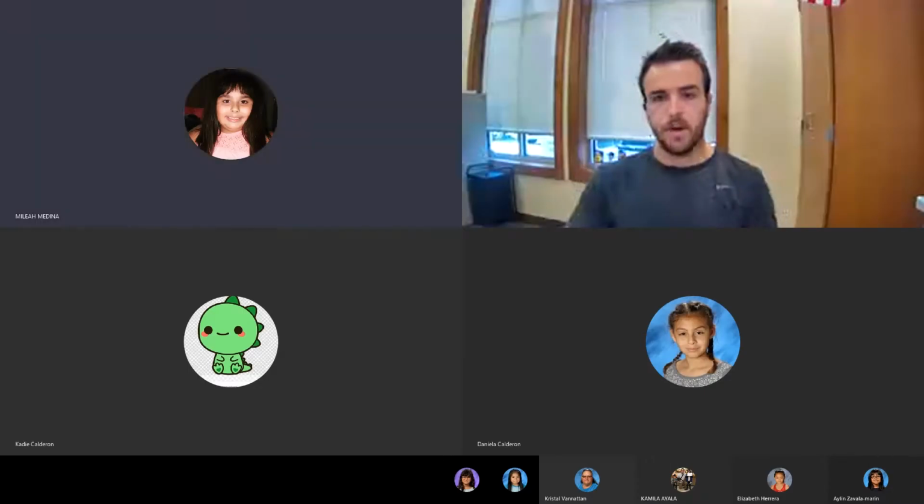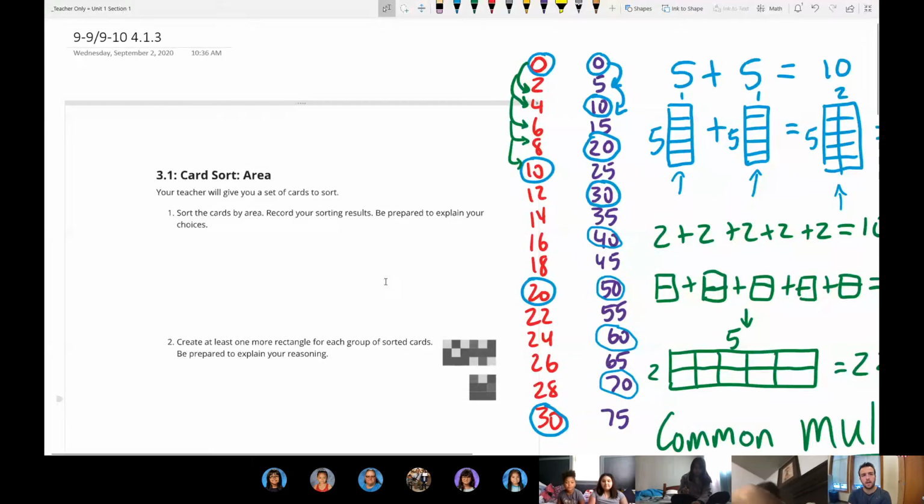Okay, so for the last week or so, like I stated before, we've been working on multiples. We've been working on factors and factor pairs. And now we're going to get into prime numbers and composite numbers.